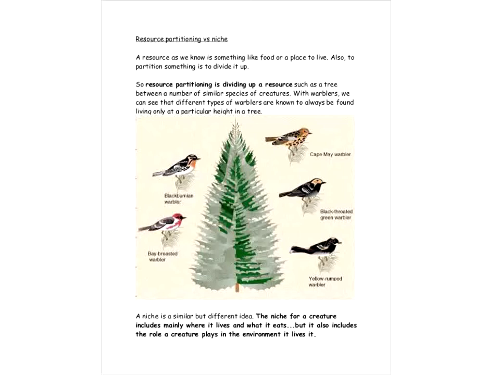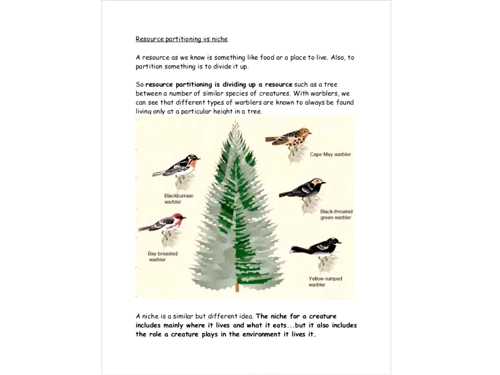Okay, so that's what resource partitioning is. The tree is the resource, and it's being partitioned or divided up between similar species. They're all warblers, but the exact species is like black-throated warbler or whatever. And so we're dividing it up so that we can use it, and it's kind of cool that all these different birds, all these warblers can be on one tree at the same time because they're making use of the different specific areas of the tree. One area might be warmer or has different kind of seeds or whatever. Okay, so that's resource partitioning, and a niche is kind of a similar but different idea.